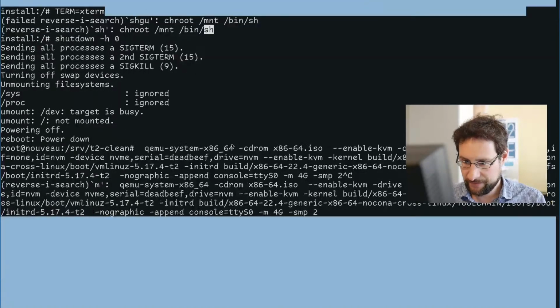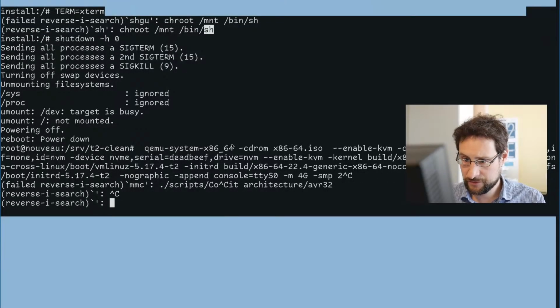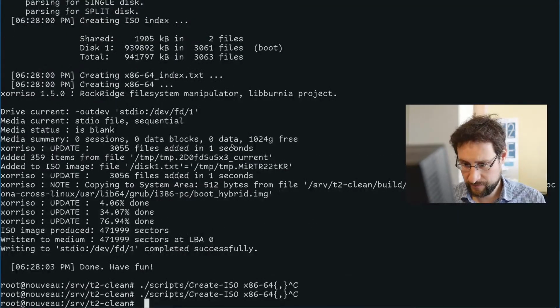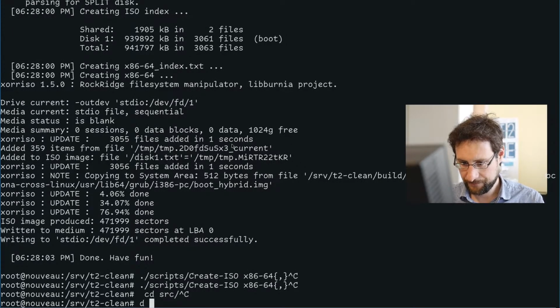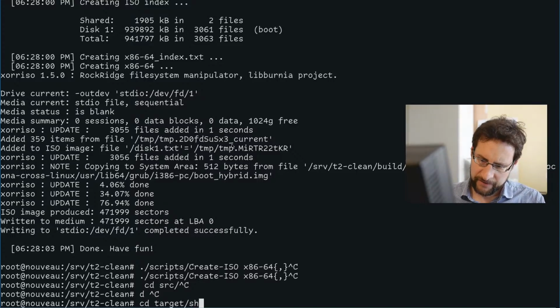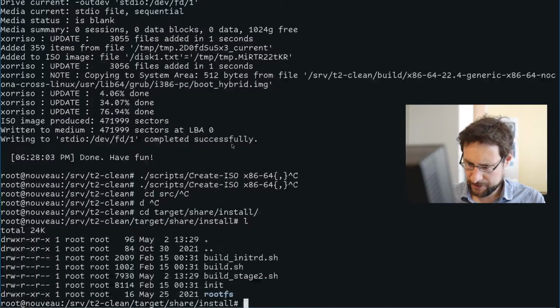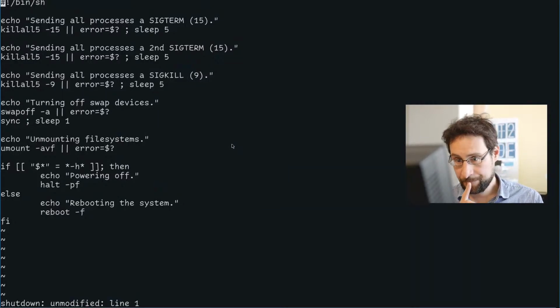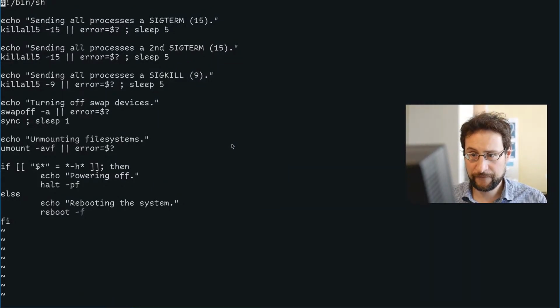But so actually, was it MMC or SD card? Let's just do one, maybe. What did I want to do? Something installer. So much to do. Improving installer. All right, shutdown. Share install. This delay annoys me a little bit. Where is our shutdown hack? Yeah, here.